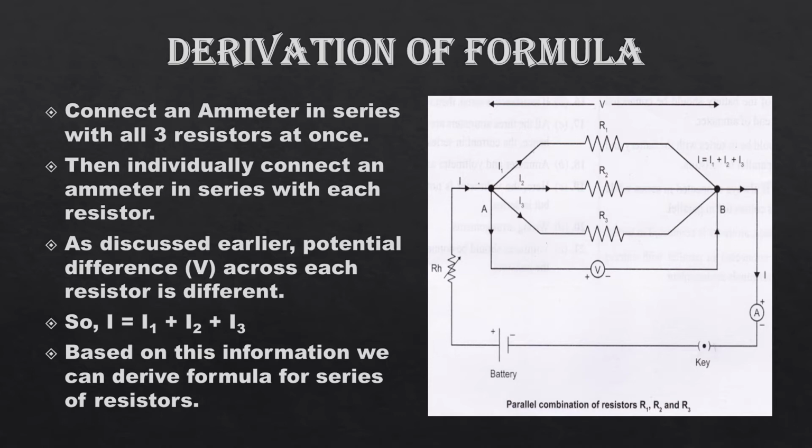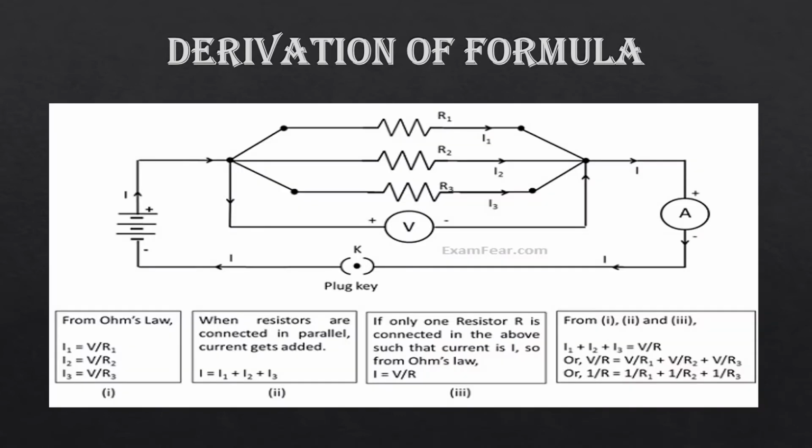First, in this diagram, we'll calculate the total amount of current, that is I will be equal to I1 plus I2 plus I3. So based on this formula we'll derive the formula. Yes, once again from Ohm's law we know I1 is equal to V by R1. In this case V is constant, so we are not changing that. I2 is equal to V by R2, and I3 is equal to V by R3. And we know I is equal to I1 plus I2 plus I3. We also know from Ohm's law that I is equal to V by R.